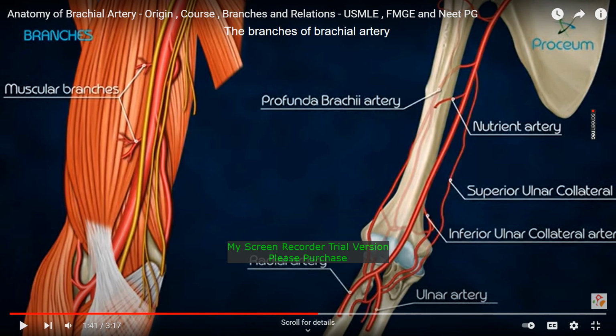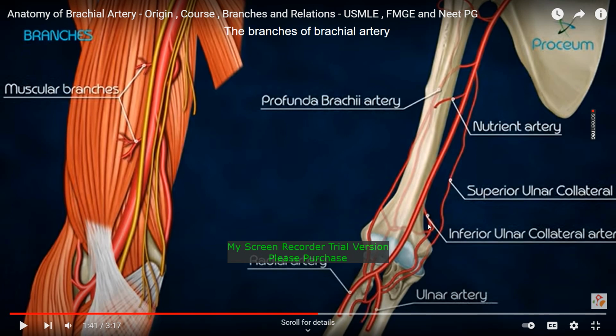The first branch we'll be talking about is the profunda brachii artery. You can see the brachial artery first gives off the profunda brachii artery, and then a nutrient artery to the humerus, and then the superior ulnar collateral artery. And then over here on the lower part it gives rise to the inferior ulnar collateral artery.